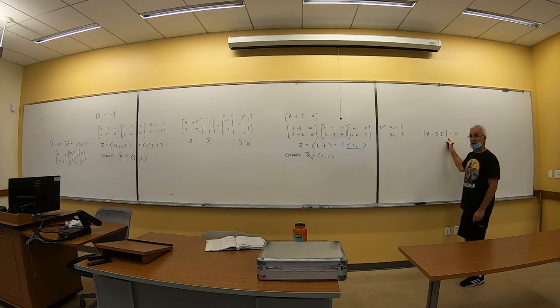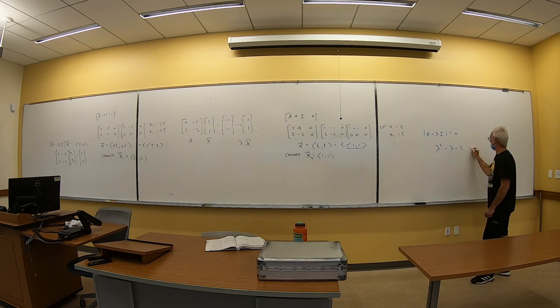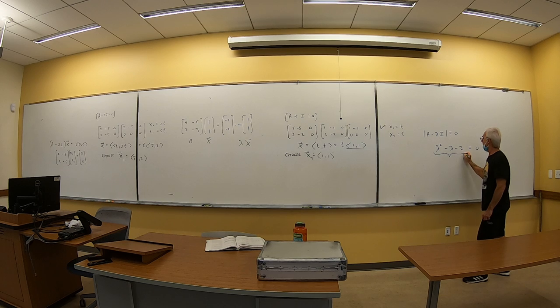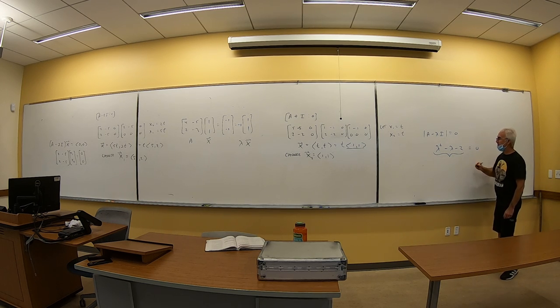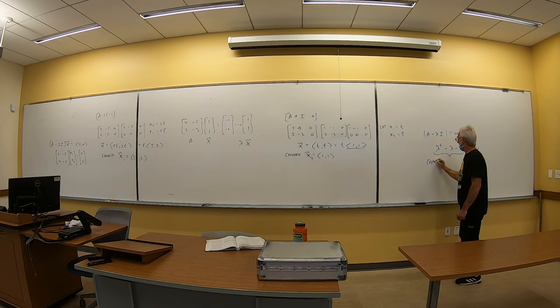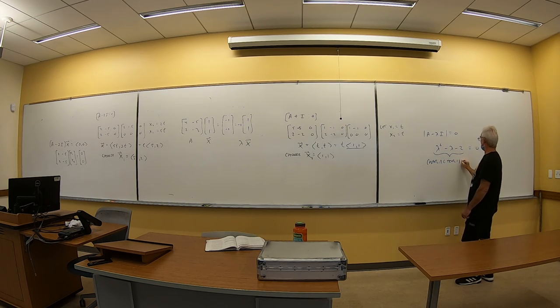The equation that we got was lambda squared minus lambda minus 2 equals 0. This part alone, not the equals 0, this is called the characteristic polynomial.